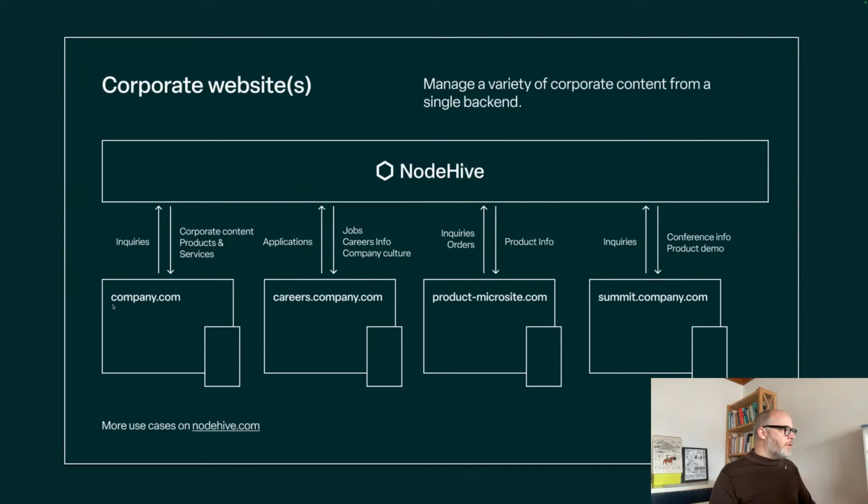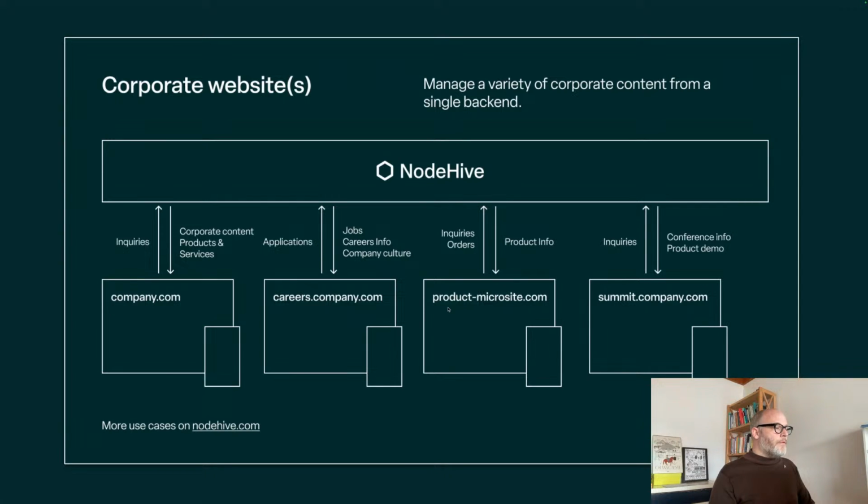So for example, you have your corporate website. Maybe you show there some corporate content about us, products and services, and maybe you get some inquiries. Also, if you're a larger company, maybe you want something like a careers microsite where you publish your jobs, careers info, or about your company culture. Typically, or oftentimes, this is run in a completely different, siloed application. And the goal of NodeHive is to run that content from one backend.